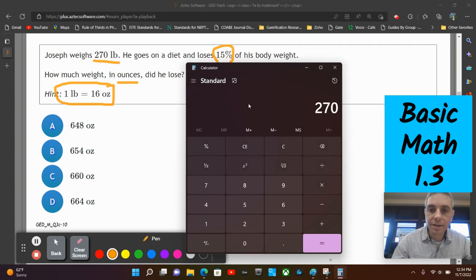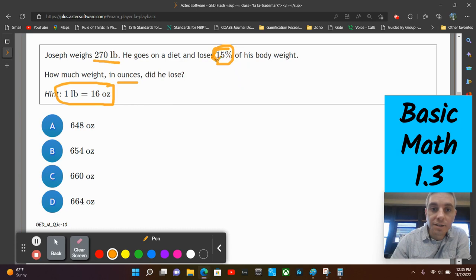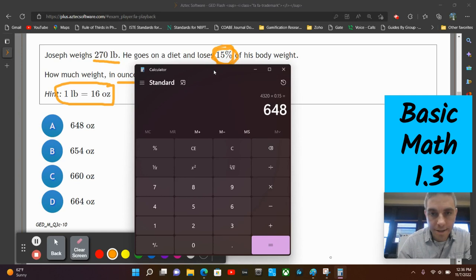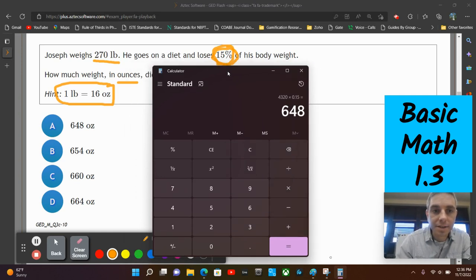So 270 pounds times 16 ounces means he weighs 4,320 ounces. If I take 15% of that, I would just times it by 0.15, because when you're working with percents, if it has a percent symbol beyond it, like it does here, it says 15 and it has a percent symbol. That percent symbol literally means out of 100. So 15% means 15 out of 100. And we get 648. So that's how much he lost.